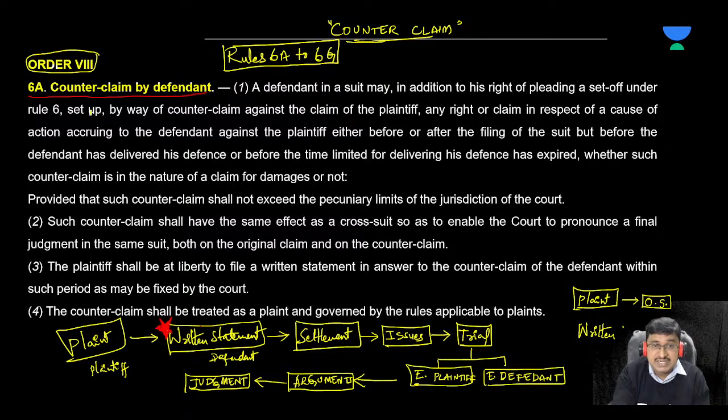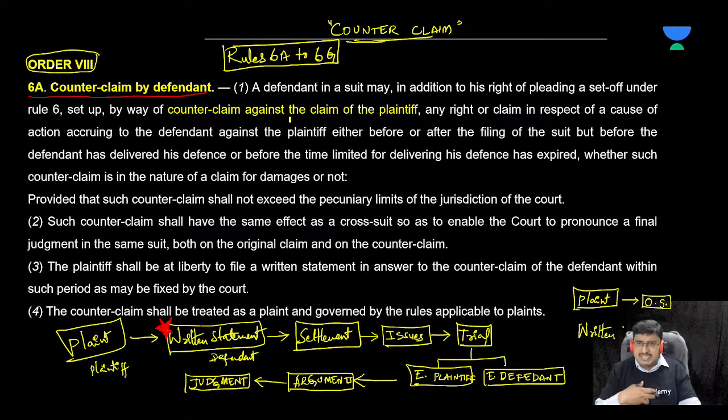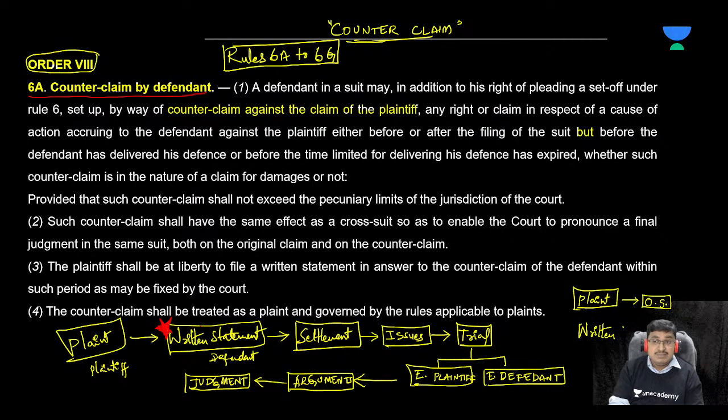A defendant in a suit may set up by way of counterclaim against the claim of the plaintiff any right or claim in respect of a cause of action accruing to the defendant against the plaintiff either before or after the filing of the suit. But the condition, friends, is that it must be before the defendant has delivered his defense, or before the time limited for delivering his defense has expired.